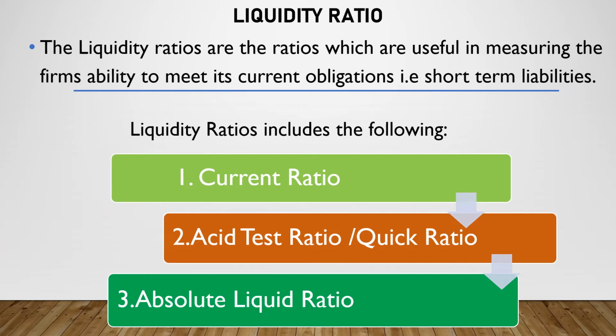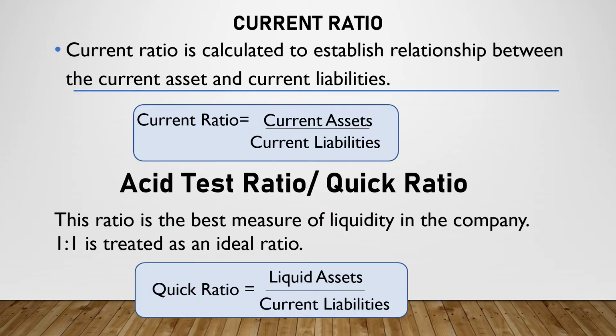Liquidity ratios include the following. First, the current ratio; second, the acid test ratio, which is also called the quick ratio; and third, the absolute liquid ratio. The first one is the current ratio. The current ratio is calculated to establish the relationship between current assets and current liabilities. It is calculated by the formula: current assets upon current liabilities.